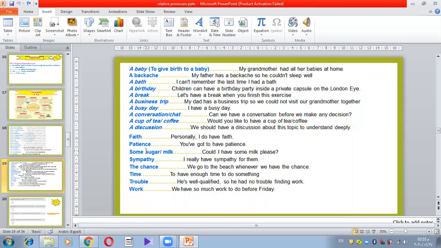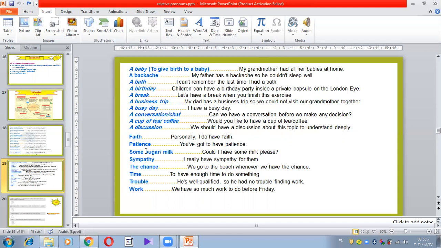Some sugar or milk, as we said for food. Could I have some milk, please? Sympathy. Sympathy means when you feel pity for a person, have emotion towards a person because he had a person who died. Okay, for example, I really have sympathy for them.